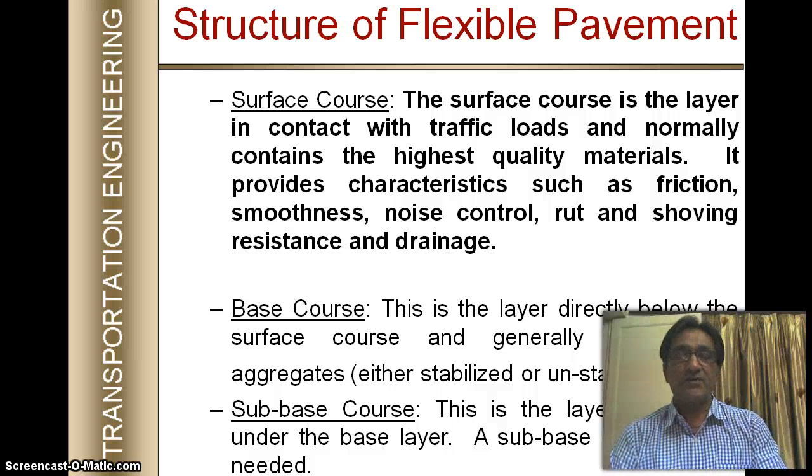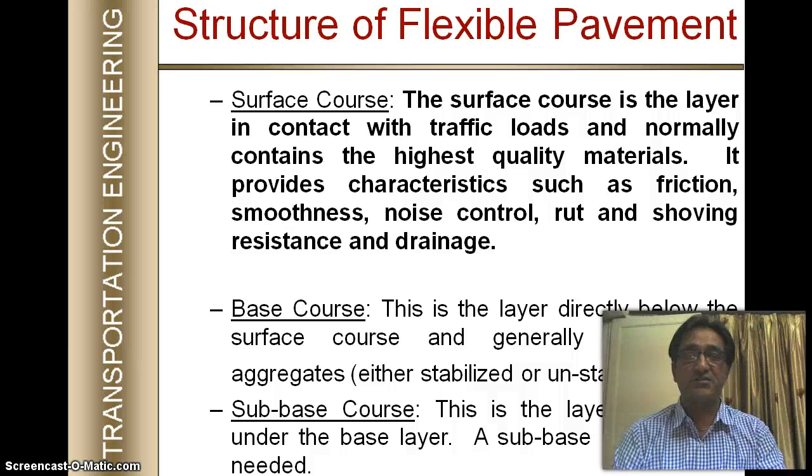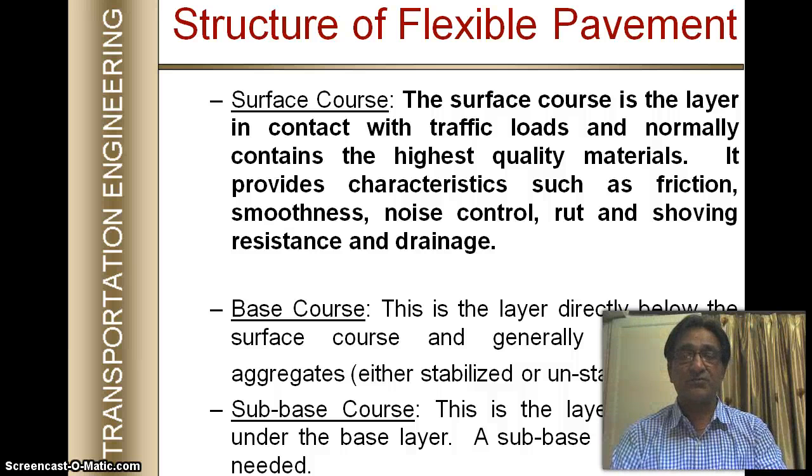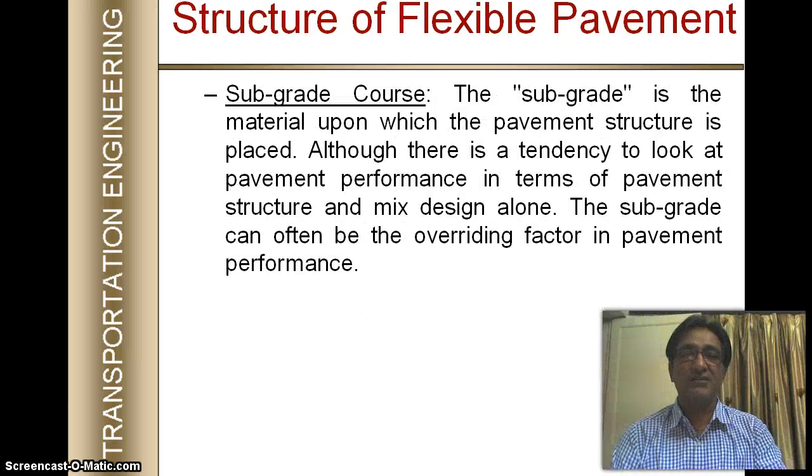Structure of the flexible pavement. It includes surface course. The surface course is a layer in contact with the traffic loads and normally contains the highest quality materials. It provides characteristics such as friction, smoothness, noise control, rut and shoving resistance and drainage. Base course. This is the layer directly below the surface course and generally consists of aggregates. Subbase course. This is the layer under the base layer. A subbase is not always needed.